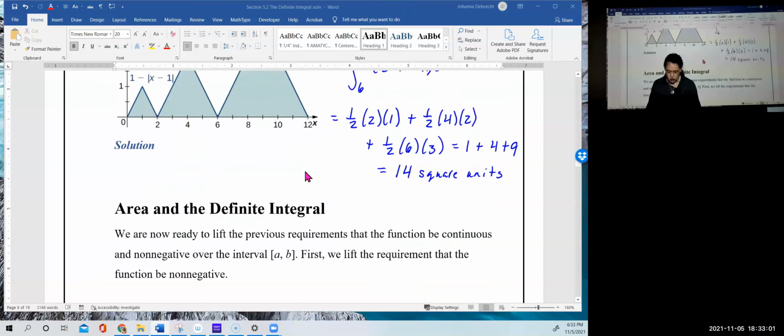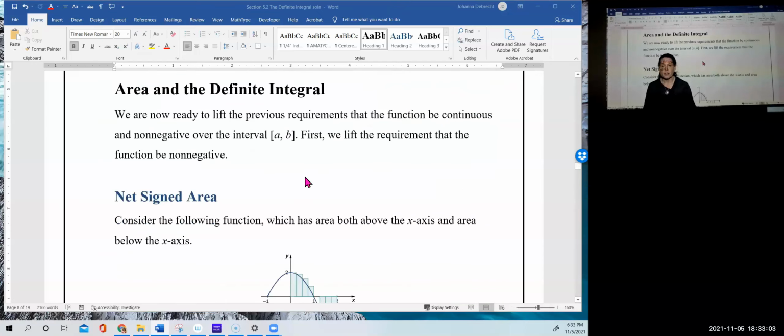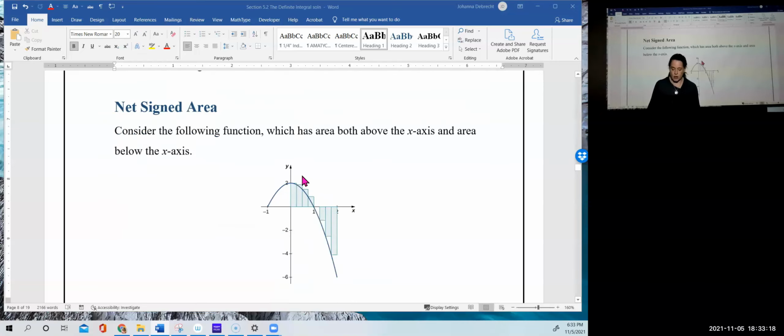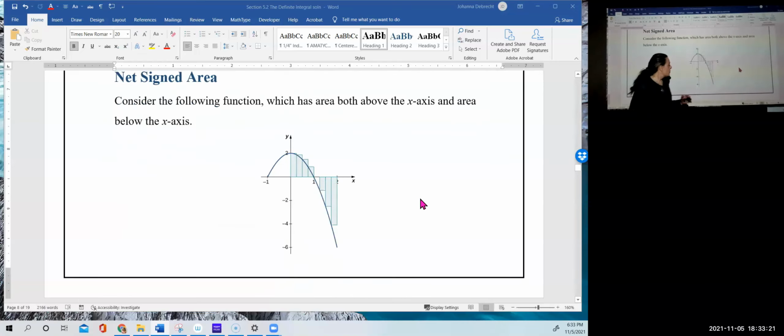Well, let's take a look at what we mean by area and the definite integral when we allow the function to go below the axis. What does that mean? If we allow it to be negative and it dips below, what is that going to do to the area? This is what we call net signed area. When you take some of the rectangles and you put them below the axis, the width of the rectangle remains positive, but the height of the rectangle, because it's below the axis, becomes negative. And that makes that area negative.